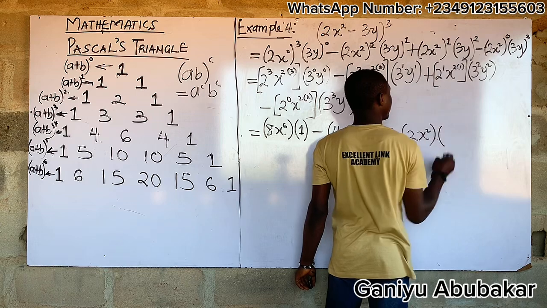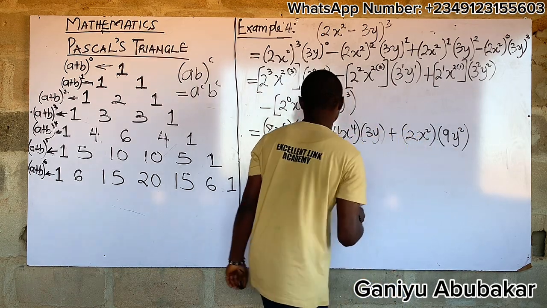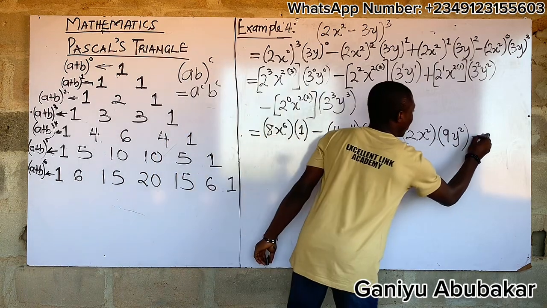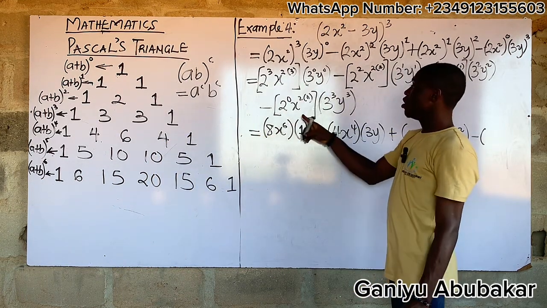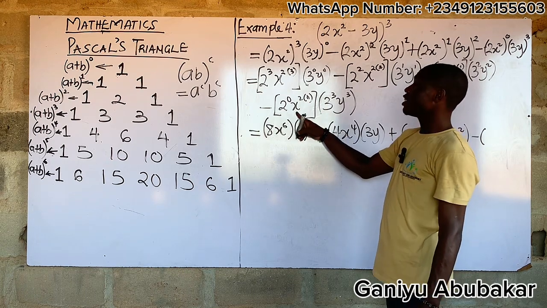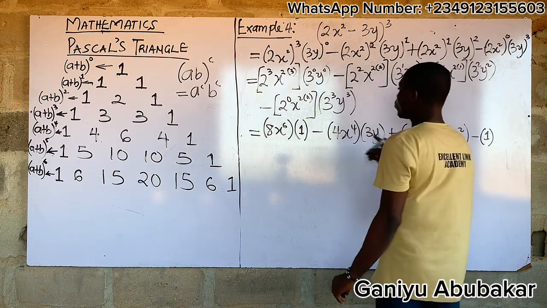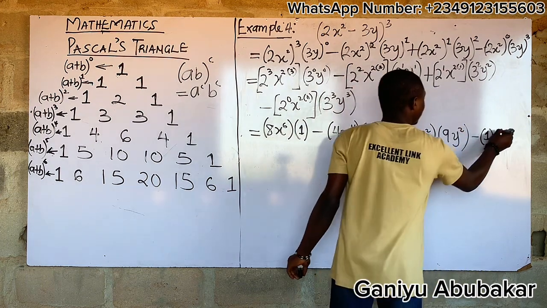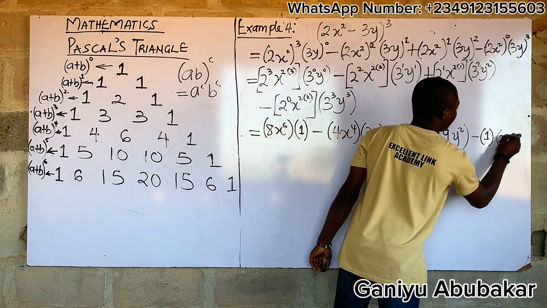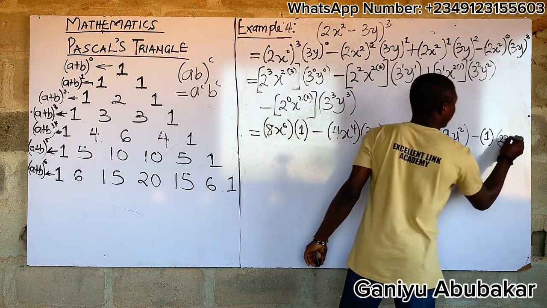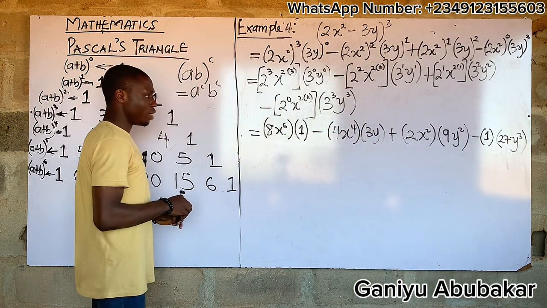I have this here. Into 3 squared is 9. Y squared. Right? So for this one here, it becomes minus into 2 power 0 is 1. Right? This is 2 times 0 is 0. That's x power 0. X power 0 is 1. So my answer there becomes 1. This one becomes 1. Then into, this is 3 to the power 3. That's 27. Y cube. Let's expand through and let's see what we get.